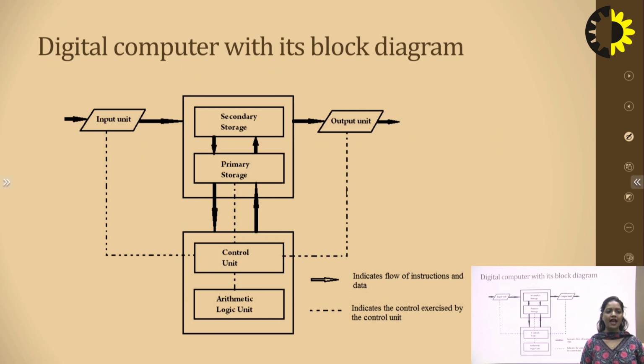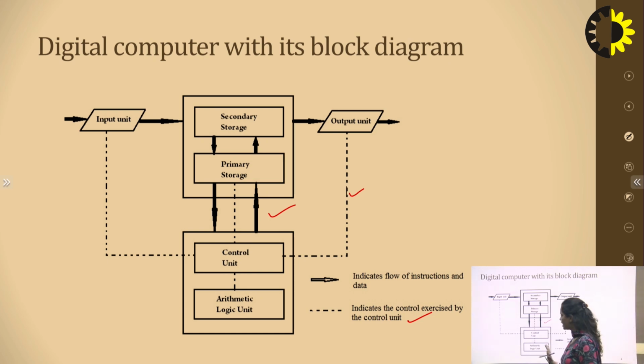So this is the block diagram of a digital computer system. Here we can see we have two types of lines which are connecting all the blocks. One is the dotted line and the other is the dark black lines. The dotted lines indicate the control exercised by the control unit, meaning the control signals generated by the control unit, and the dark lines indicate the flow of instructions from one direction to another.